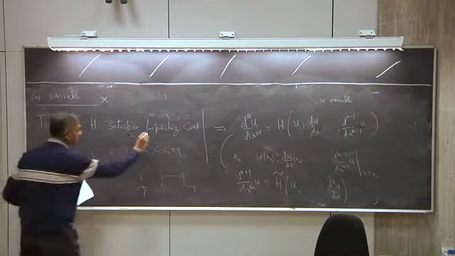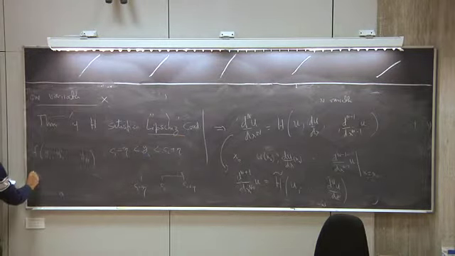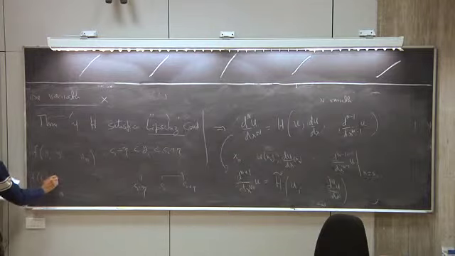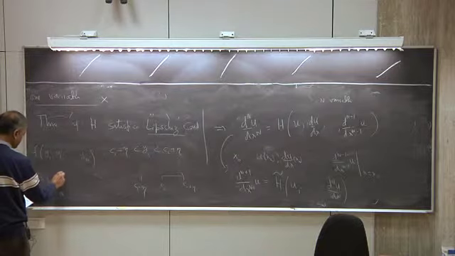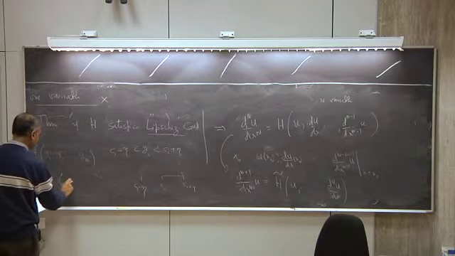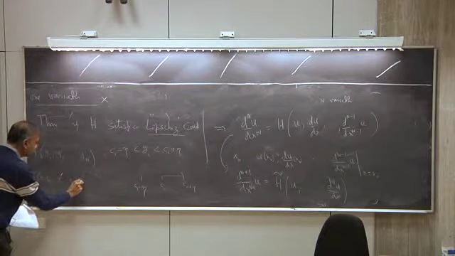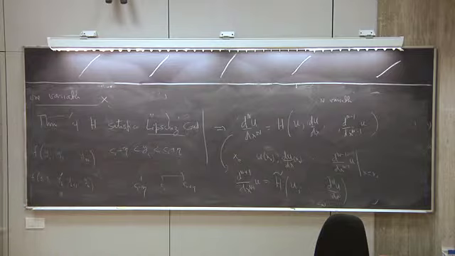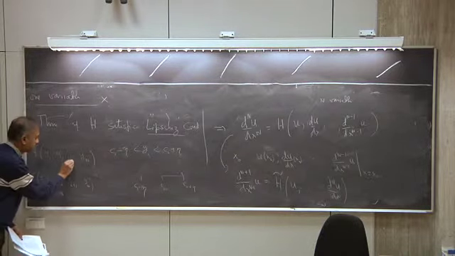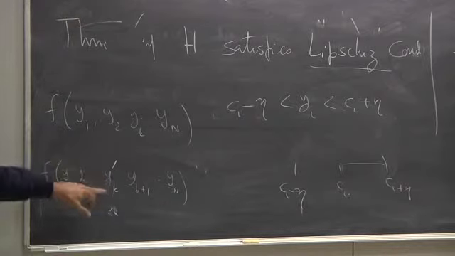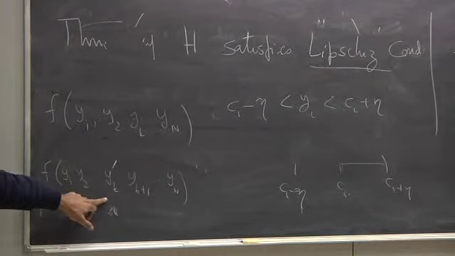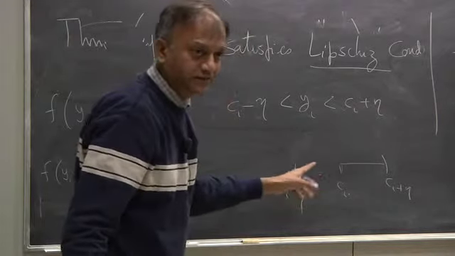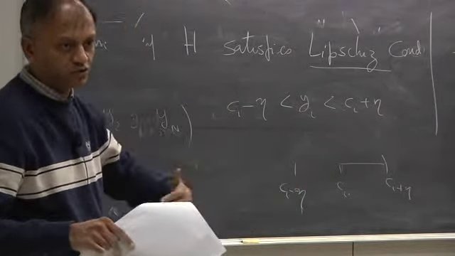So what is this condition now? The condition is the following. If I take f of y1, y2, up to yk, yk plus 1 up to yn, I consider the function f evaluated at these points, and another point where I keep all the other variables fixed and only change yk to yk prime, where of course both yk and yk prime are in the appropriate range, inside the range where you are allowing these variables to move.